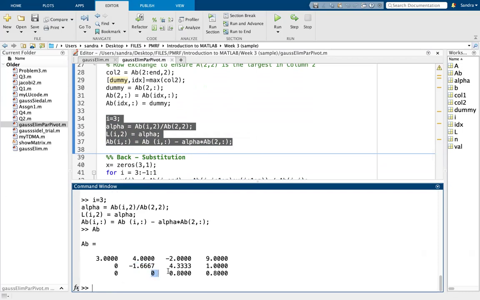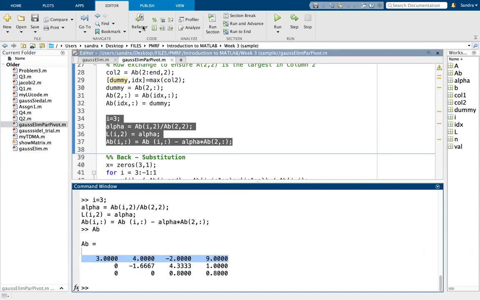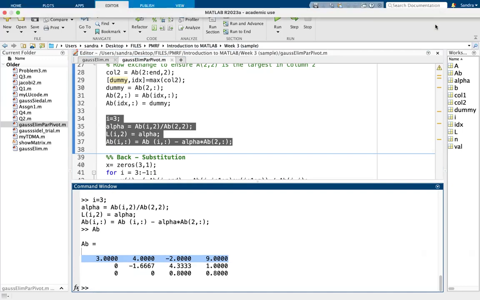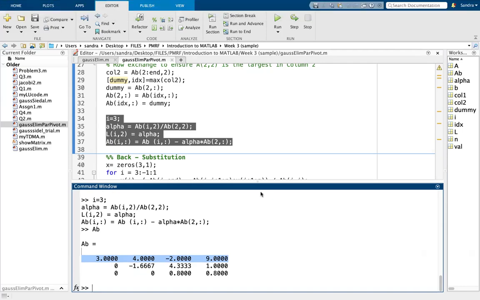Now it is back substitution. You first use this equation. With that value, you find this equation. And with that value, you solve this equation. Is this clear? Any doubts? If not, let's move forward.